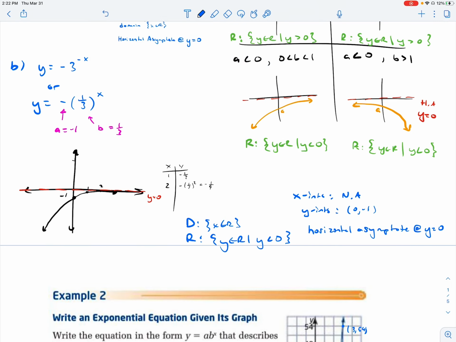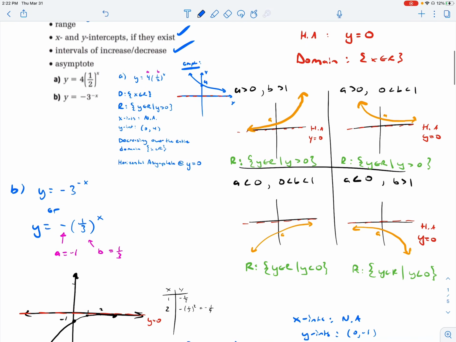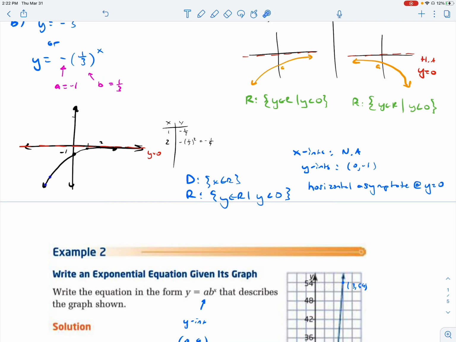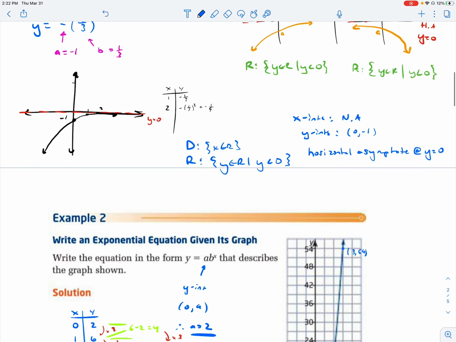And I think the last thing we were asked is the increase and decrease. So yeah, we kind of skipped ahead. We did the asymptote. Now we'll do the intervals of increase or decrease. As I go left to right, the y values are increasing. They're going from like negative 100 to negative 50 to negative 10. So that's an increase as we go left to right. So we would say it's increasing over x as an element of the real numbers, or you could even say increasing over the entire domain. Both are okay.